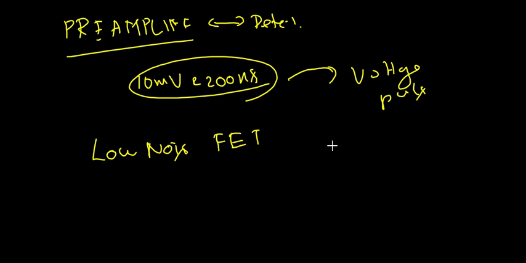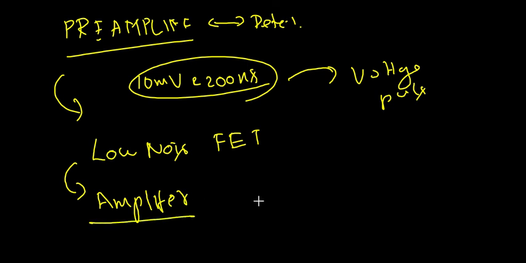This is the first amplifying stage. Preamplifiers are either at room temperature or cooled FETs. The most preferred choice for your preamplifier is a field effect transistor. The output of your preamplifier is fed to your main amplifier, so the gamma ray pulses are amplified and shaped to meet the requirement of pulse height analysis.